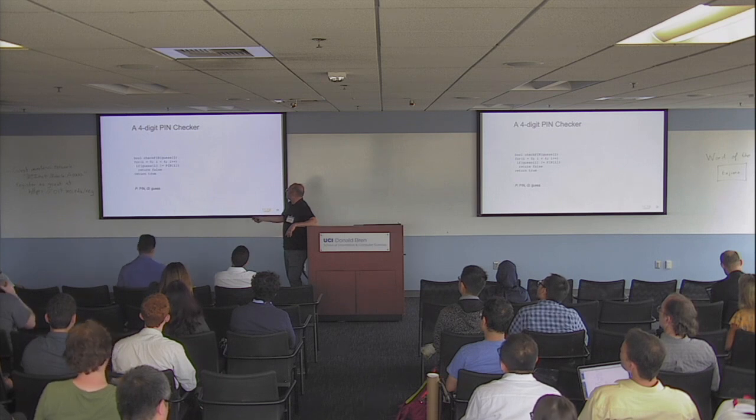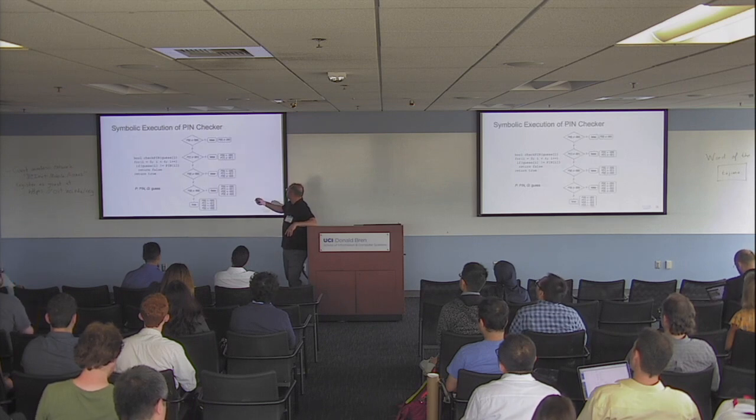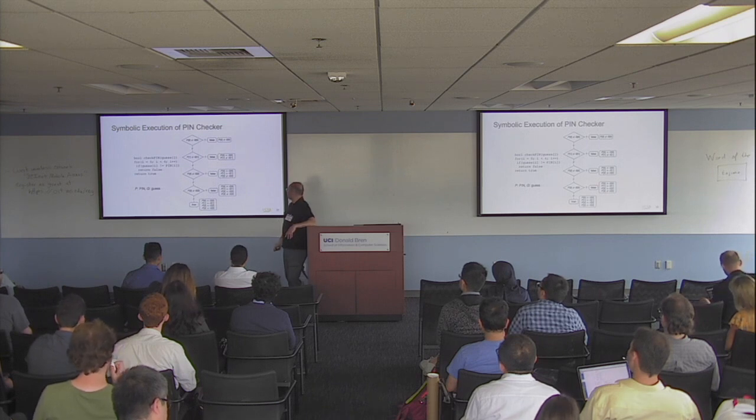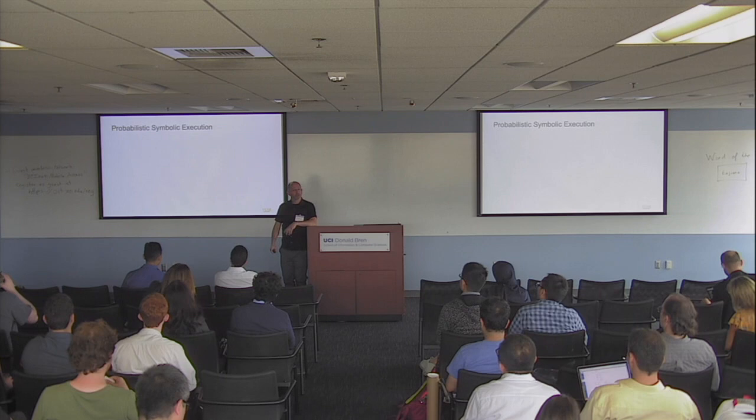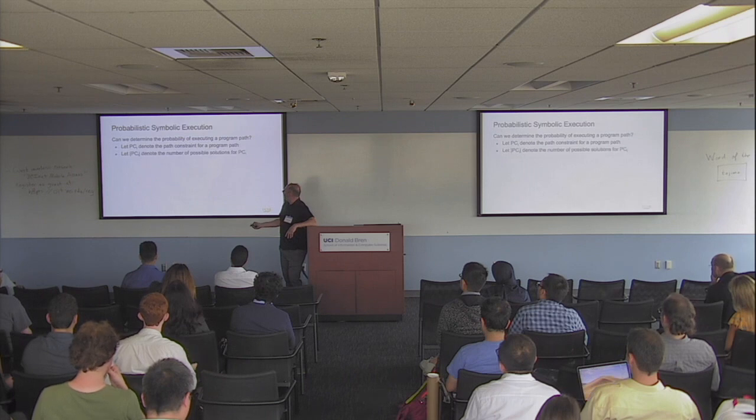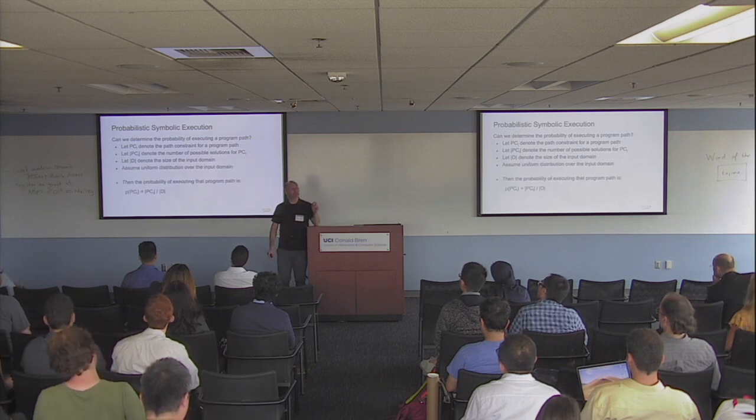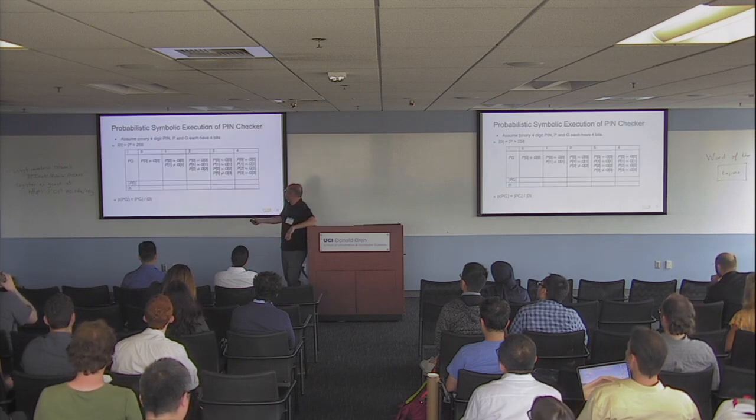So here is the same example. It's just a little bit different. It's a 4-digit PIN, okay? And it's doing exactly the same pattern. It's doing early termination. So I can do symbolic execution on this and get the path constraints. So these are the constraints that go through different execution paths. Now, an extension to symbolic execution is probabilistic symbolic execution. Let's get those path constraints, count the number of solutions to them, and divide by the domain size, okay? So this way we can figure out the probability of each execution path. This is called probabilistic symbolic execution.